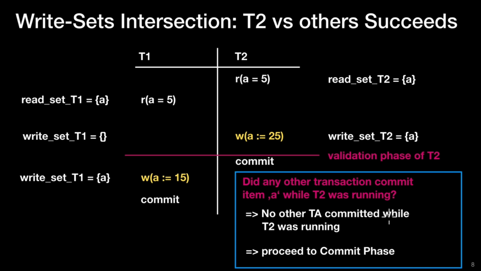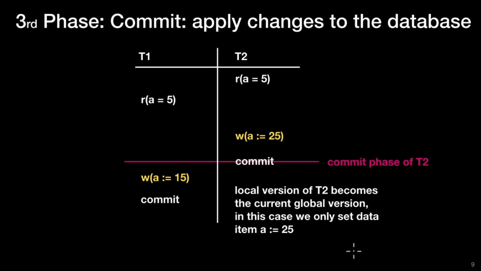No other transaction committed, as I said, so we proceed to the third phase, the commit phase. In the third phase, the local version of T2 becomes the current global version. In this case, we only set the data item A to 25. So the data item in the database state is modified atomically.